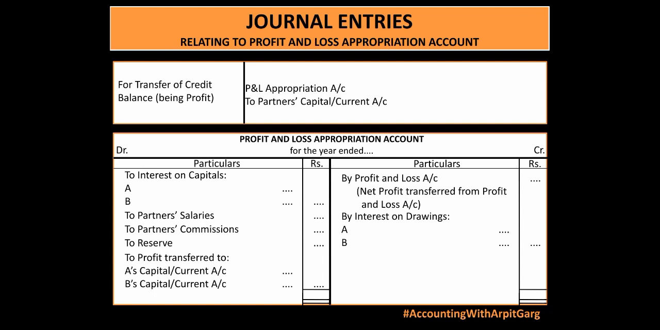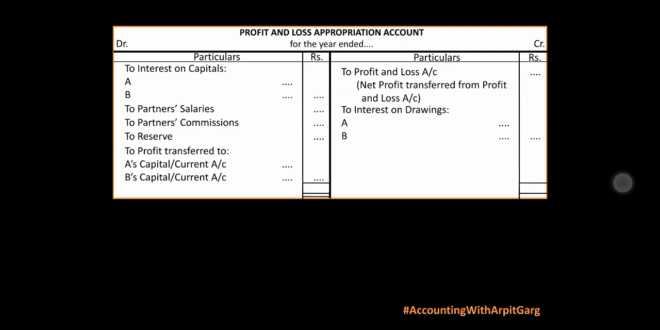Now, let's look at how the amount of profit is derived. Here, this is the balancing figure of profit and loss appropriation account. Once ascertained, it is distributed in profit sharing ratio among the partners.